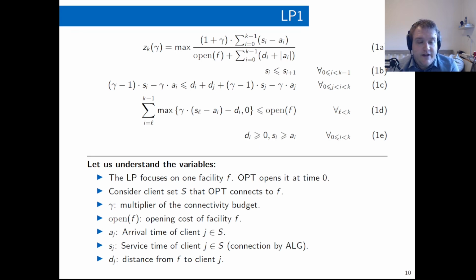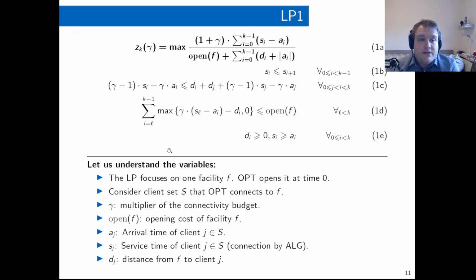So with these variables in mind, we can try to read through the LP and see what the constraints and the equations say. So first, the optimization. We maximize, and we would like to maximize ALG divided by OPT. So let's see if that's the case. Well, what's s_i minus a_i? That's the time how long the budget actually grew, because at time s_i, we stop the budget and we connect. The budget is, of course, gamma times that, right? So gamma times s_i minus a_i is the connectivity budget of client i, and we sum over all the clients.